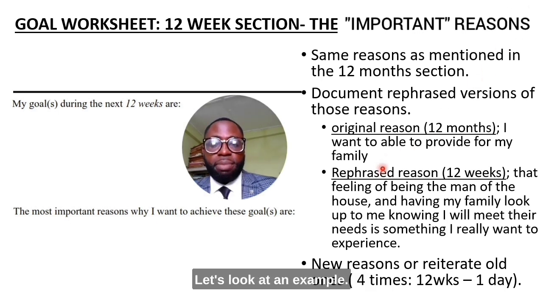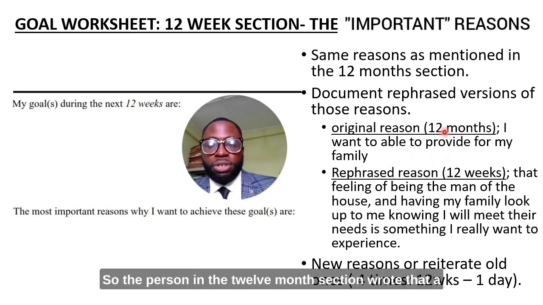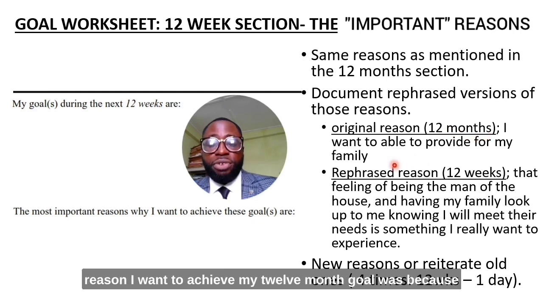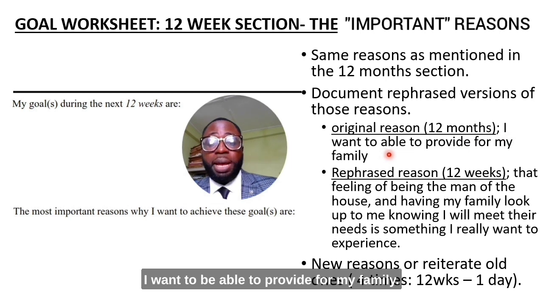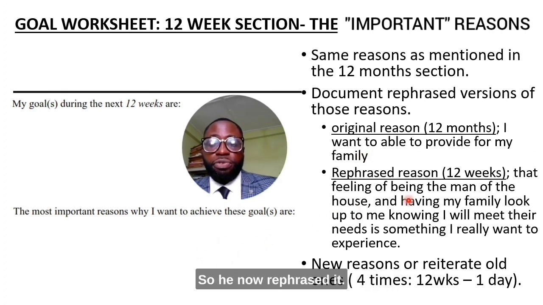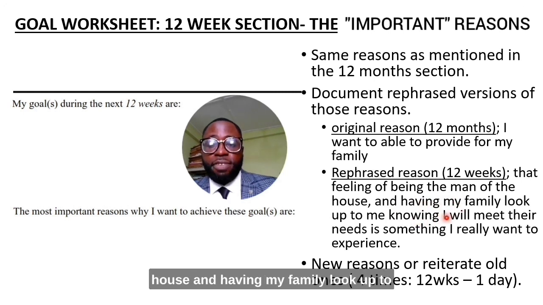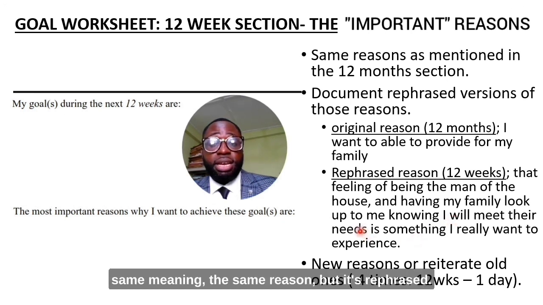Let's look at an example. The person in the 12-month section wrote that a reason I want to achieve my 12-month goal was because I want to be able to provide for my family. Now, it was the same reason that he thought about in the 12-week section. So he rephrased it: that feeling of being the man of the house and having my family look up to me, knowing I would meet their needs, it's something I want to experience. It's the same meaning, the same reason, but it's rephrased.